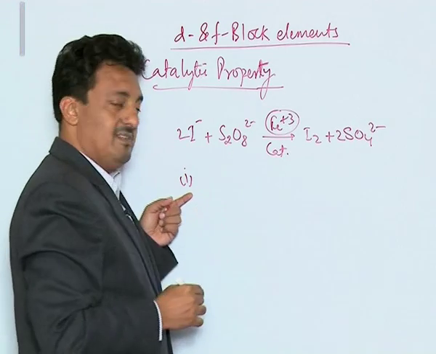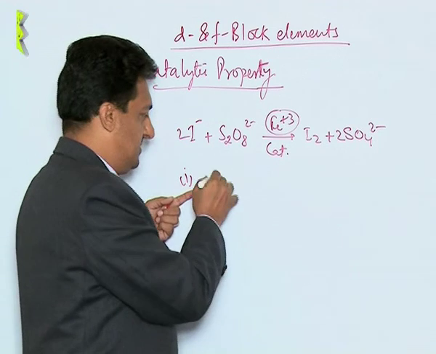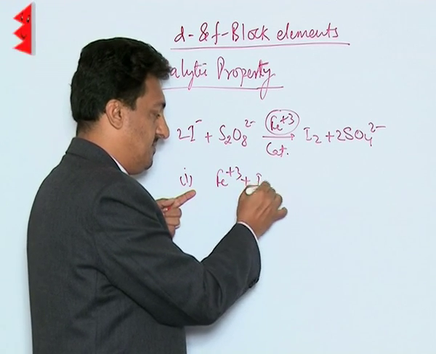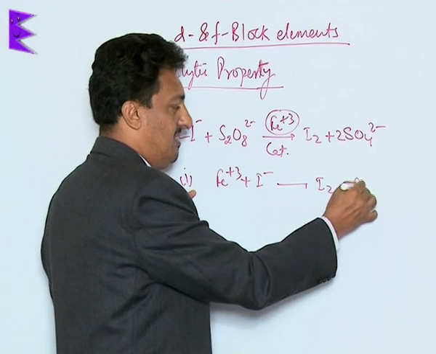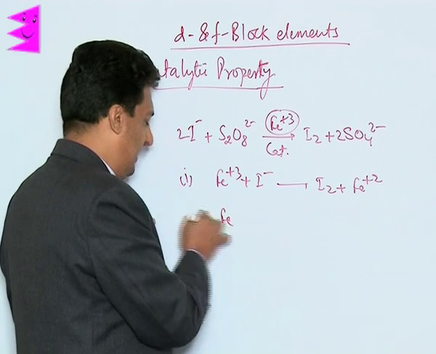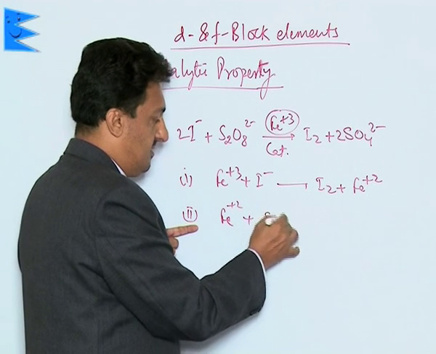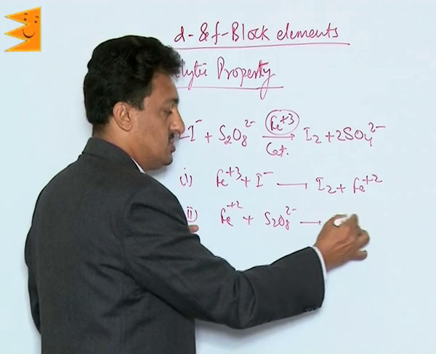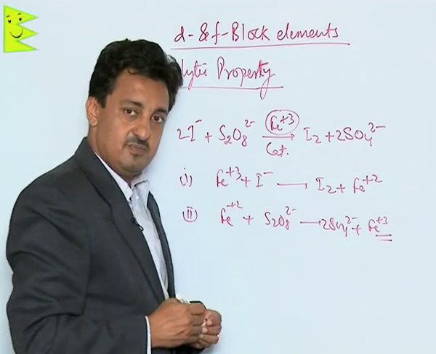When we take this in the presence of ferric ions, this reaction takes place in two steps. First, the ferric ion oxidizes iodide ion to iodine, and it itself gets reduced to ferrous. Now the ferrous ions formed, in the second step, reduce peroxydisulfate ion to sulfate ion, and it itself gets oxidized to ferric again.